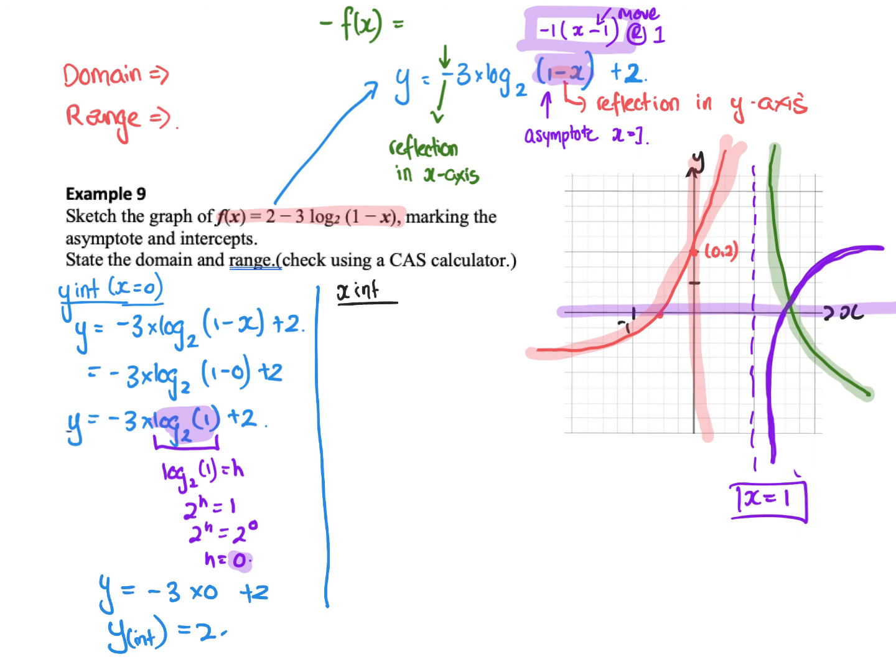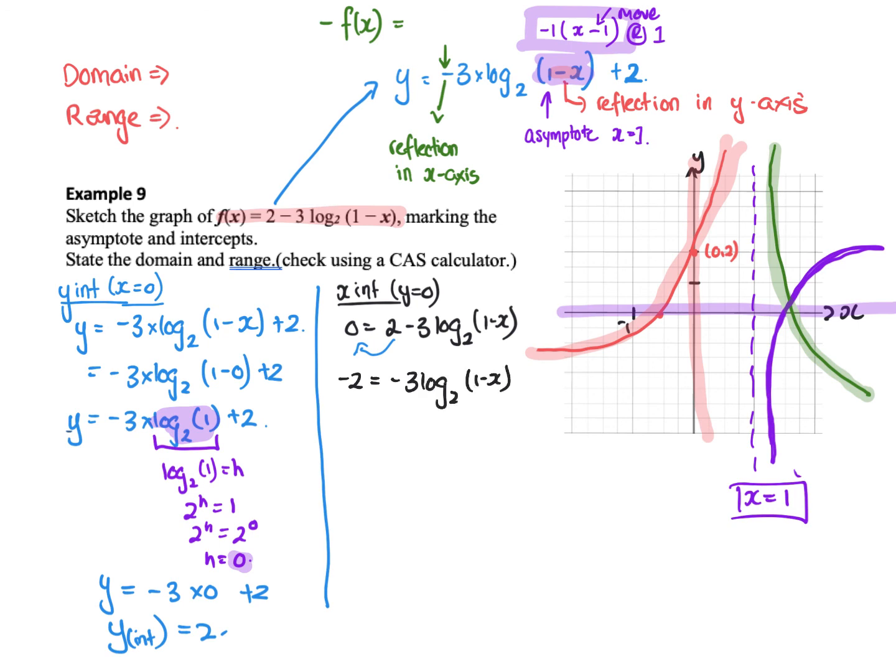So x-intercept, what's the fact? I know that y equals 0. So I'll write that in first. Okay, so we're going to solve that. I'm going to move the 2 over first, and that would become -2, it's adding on that side. So I've got -2 equals log 2 of (1 minus x).